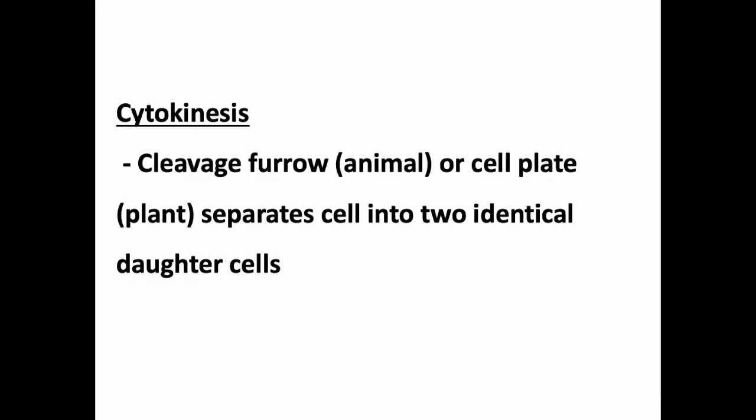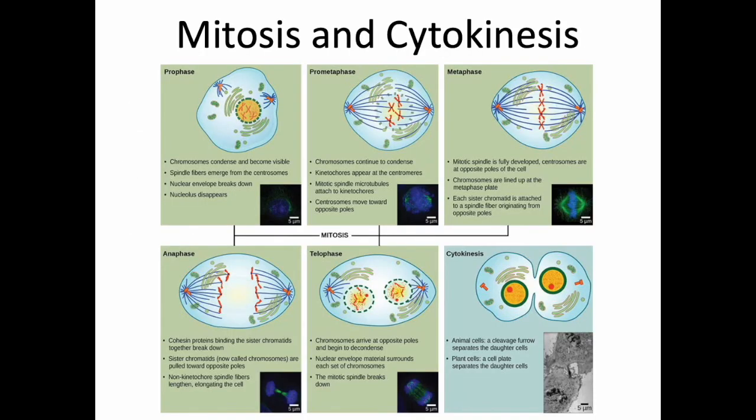So, in summary, in cytokinesis, the cleavage furrow in animal cells, or the cell plate in plant cells, separates the cell into two identical daughter cells. And again, here's a good overview, but don't get confused. Prophase, prometaphase, metaphase, anaphase, telophase, these are mitosis. Cytokinesis is not part of mitosis. It comes after mitosis.